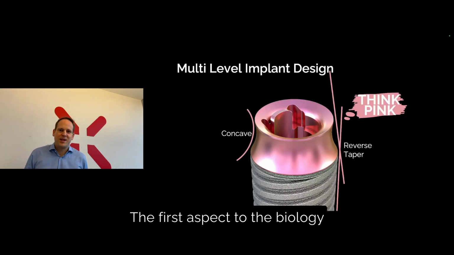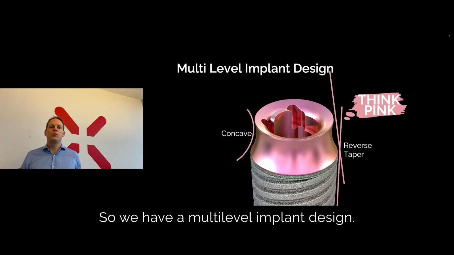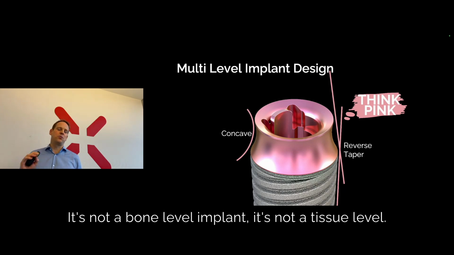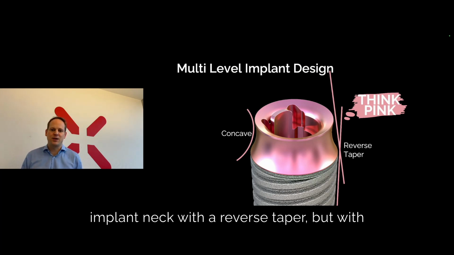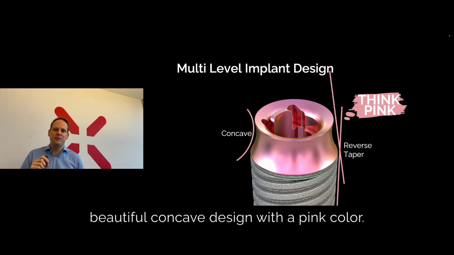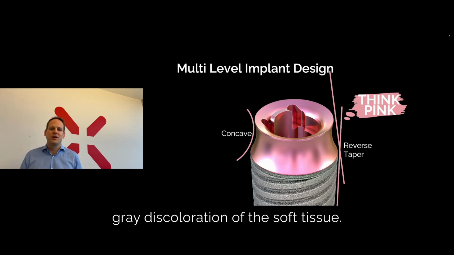The first aspect to the biology is the matrix implant design. We have a multi-level implant design. It's not a bone level implant, it's not a tissue level, it's a multi-level implant. We have included a 1.8 millimeter pink anodized implant neck with a reverse taper with a beautiful concave design and a pink color, so there are fewer problems of a gray discoloration of the soft tissue.